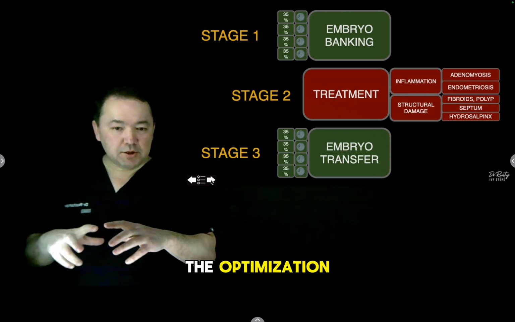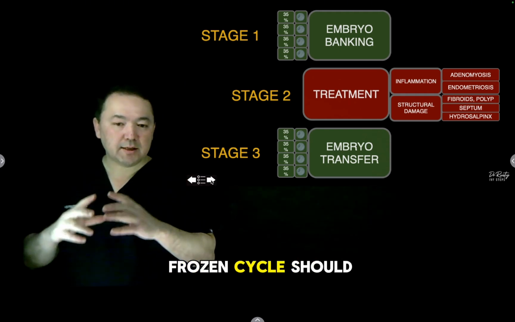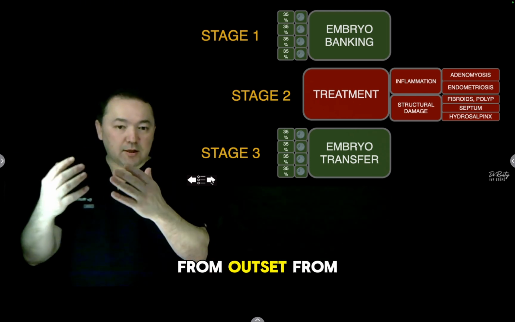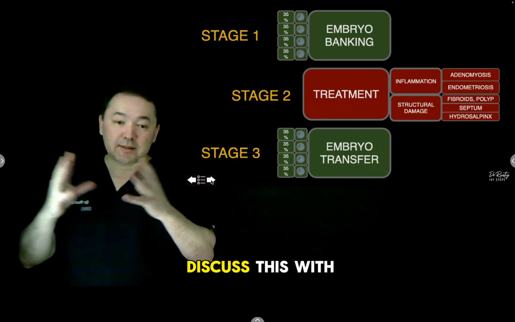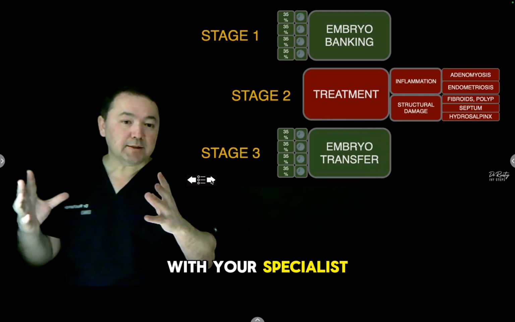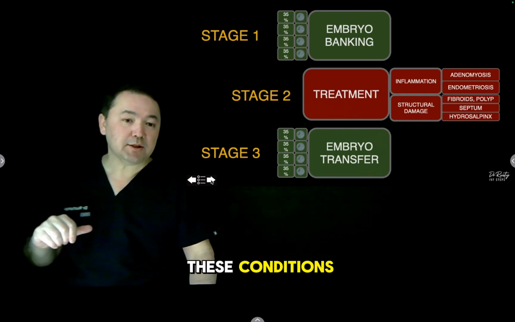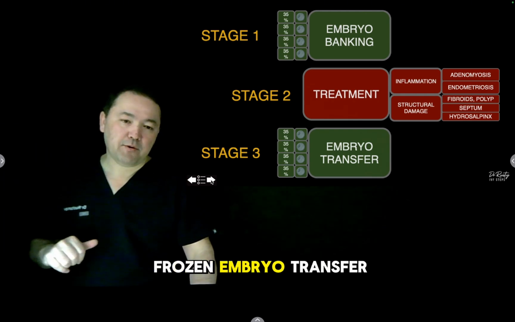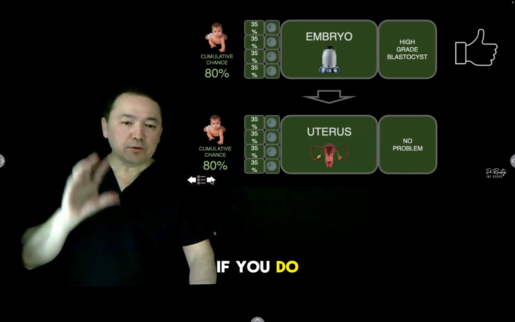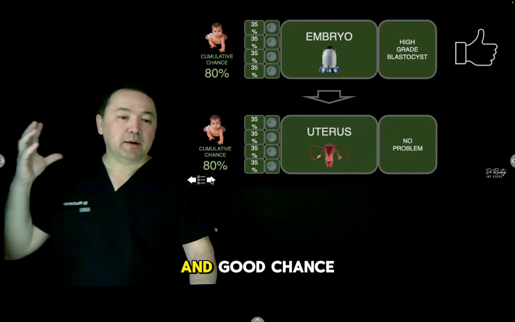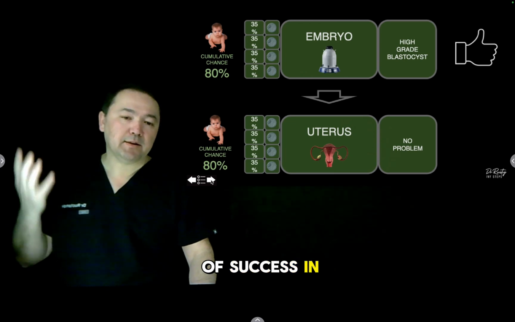The optimization of success of the frozen cycle should happen from the outset, from the beginning, and you should discuss this with your specialist if you think that you may have any of these conditions before you do frozen embryo transfer cycles. If you do that, then you should have a very optimal and good chance of success in frozen cycles.